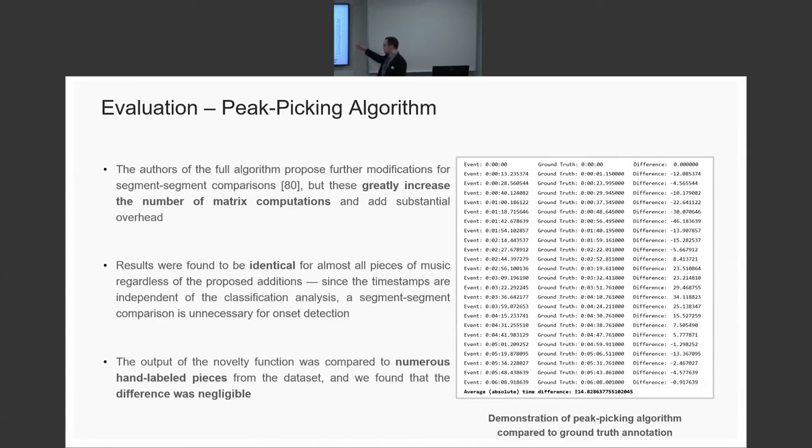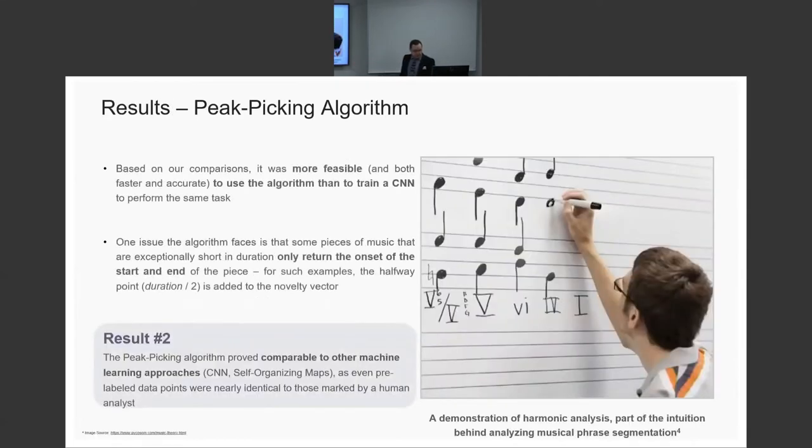So this is a demonstration of the peak picking algorithm compared to my own ground truth annotations. And for a 6-minute piece of music, the absolute time difference average was plus or minus 14 seconds. And I would say that this is really good, especially for a piece that's this long. And considering I literally just compared these side by side based on the number of timestamps, again, it might detect a different number of timestamps compared to my own. So if I were to compare it based on how close the timestamps were to each other, that would be an even smaller difference.